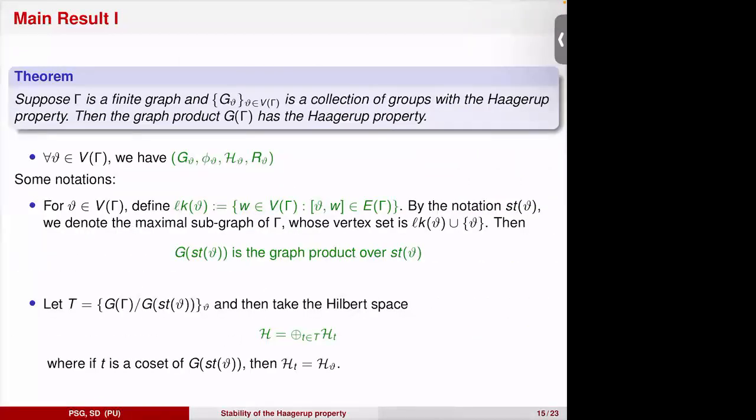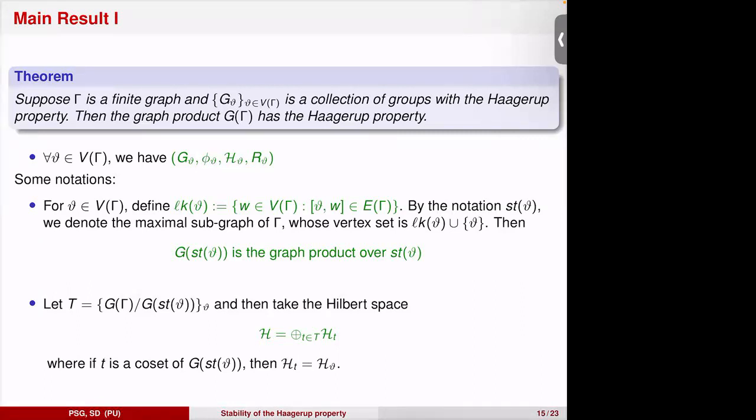So what we will be proving today is: suppose you take a finite graph and all the G_v's associated to each vertex of the graph have the Haagerup property, then this graph product has the Haagerup property. So our target will be to construct a conditionally negative definite function on the graph product G gamma.